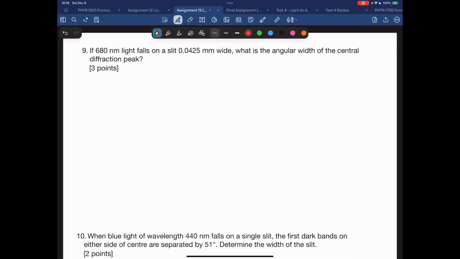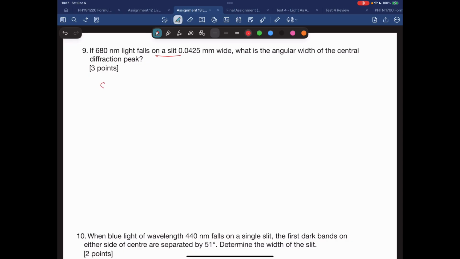Page 4. Question 9. If 680 nanometer light falls on a slit 0.0425 millimeters wide, what is the angular width of the central diffraction peak? We're looking at a single slit here. So we are going to look at single slit diffraction, and we're going to look at the minima, because the central diffraction peak will be bright. The first ring around it will be dark. That will be a minima.